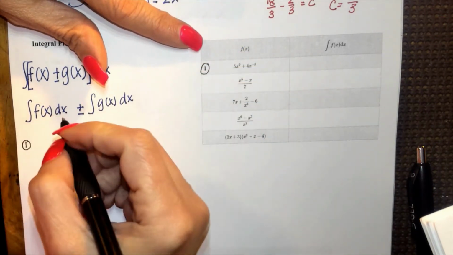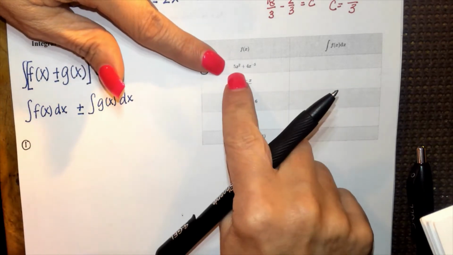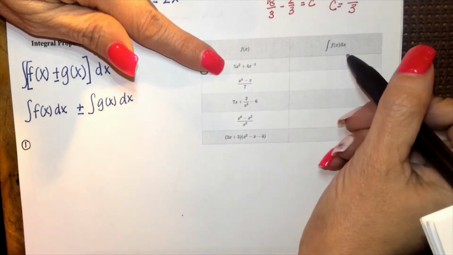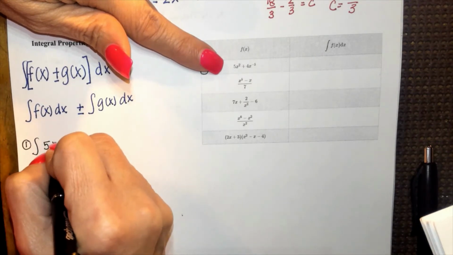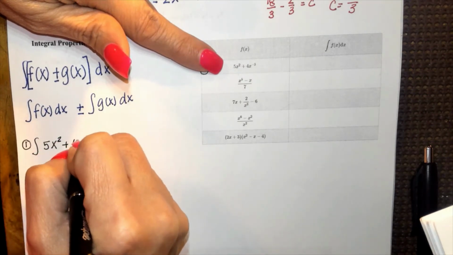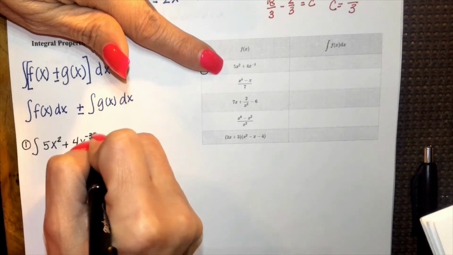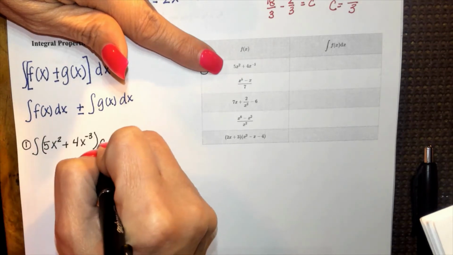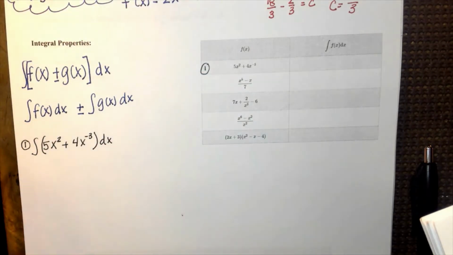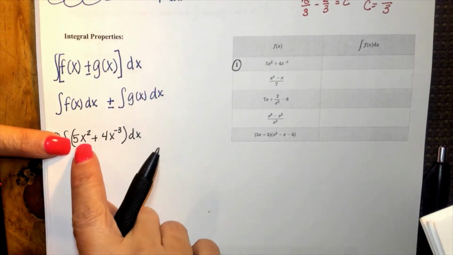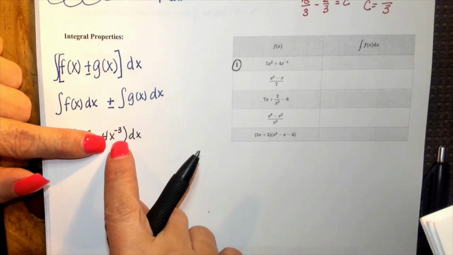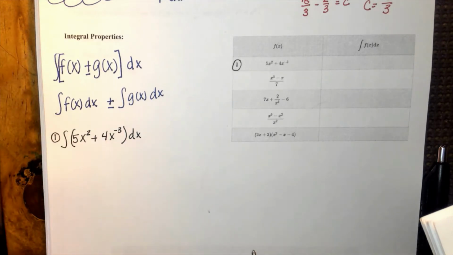I'm going to come over here and put example 1. So this says we're going to integrate f of x. We want to do 5x squared plus 4x to the negative third dx. What that says is I can break this apart. I know how to integrate this. I know how to integrate that. I'm just going to use that.